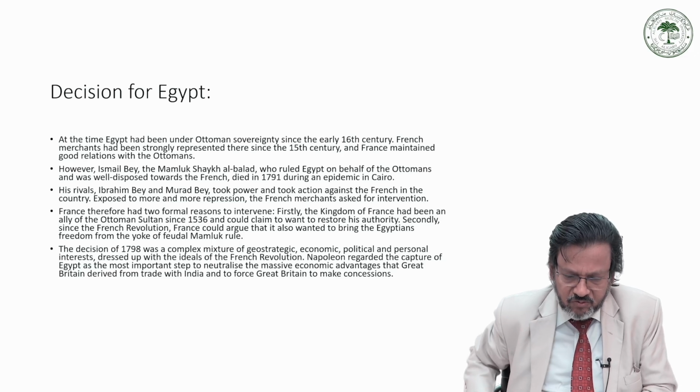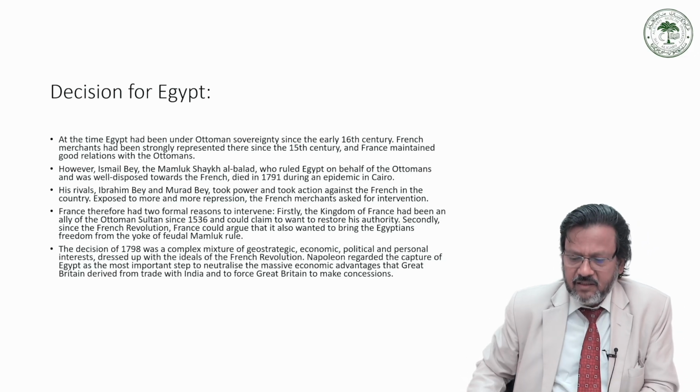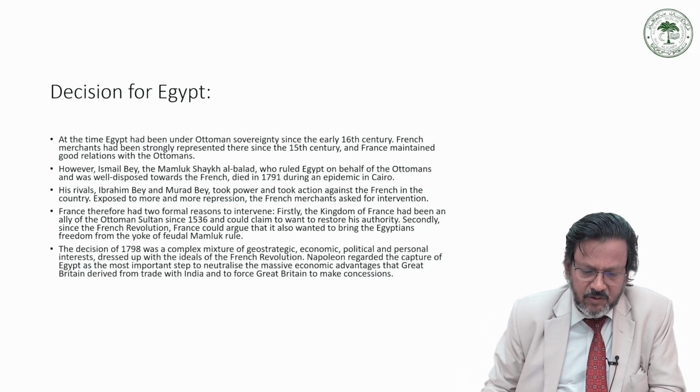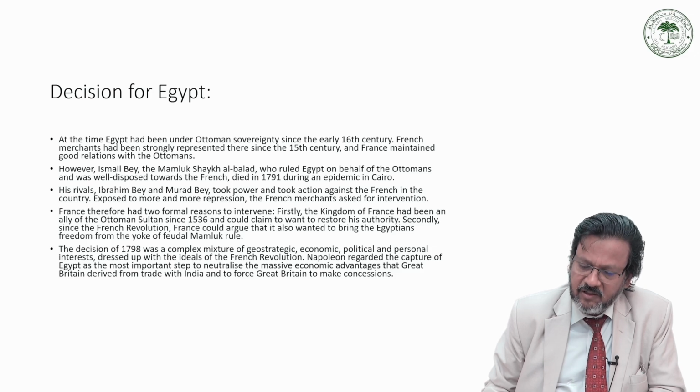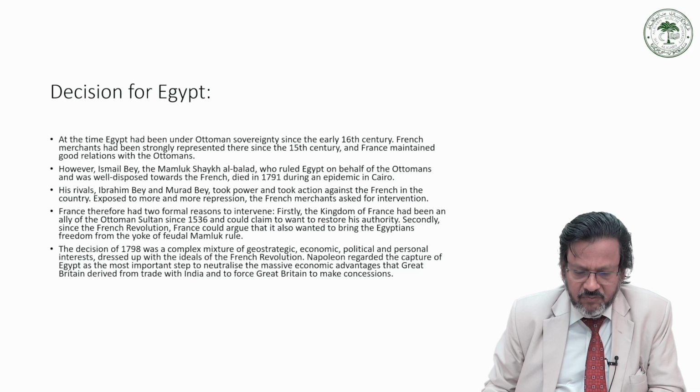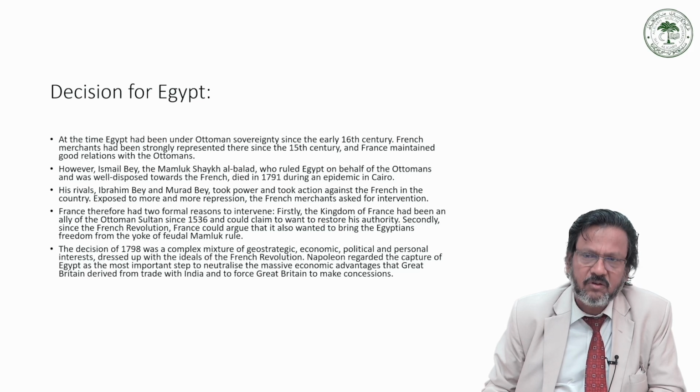France therefore had two formal reasons to intervene. Finally, the Kingdom of France had been ally of the Ottoman Sultan since 1536 and could claim to want to restore its authority. Secondly, in the French Revolution, France could argue that it also wanted to bring the Egyptians freedom from the yoke of feudal Mamluk rule.